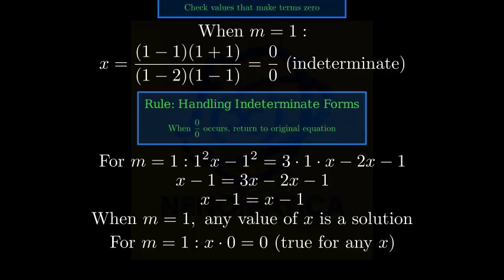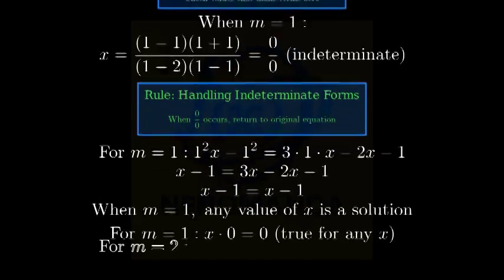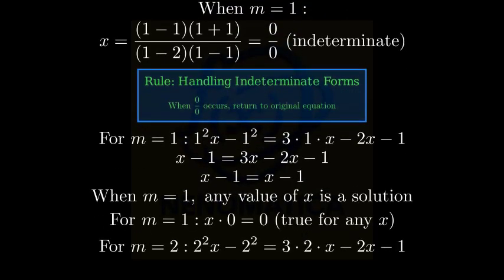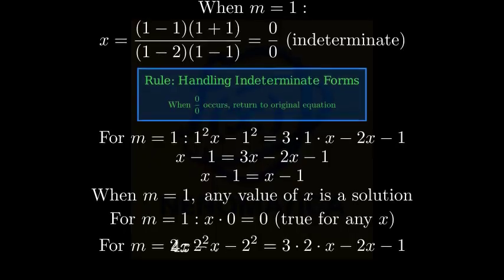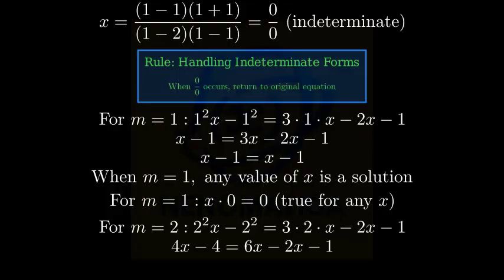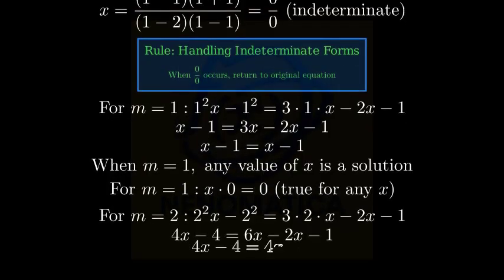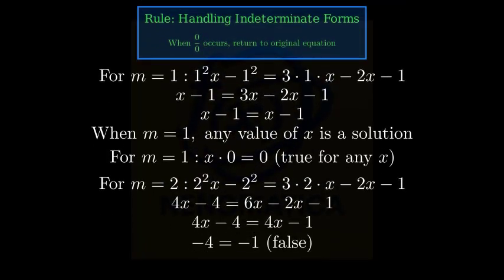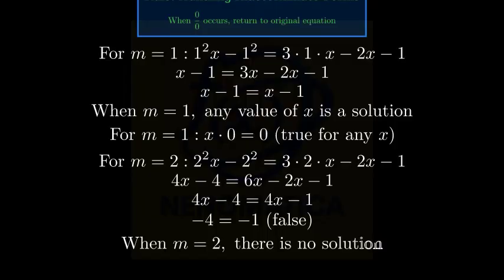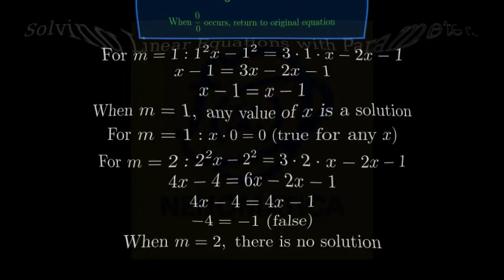For m equals 2, let's go back to the original equation and substitute. 2 squared x minus 2 squared equals 3 times 2 times x minus 2x minus 1. This simplifies to 4x minus 4 equals 6x minus 2x minus 1. Further simplification gives 4x minus 4 equals 4x minus 1, which leads to negative 4 equals negative 1, which is false. This means that when m equals 2, there is no solution to the equation.